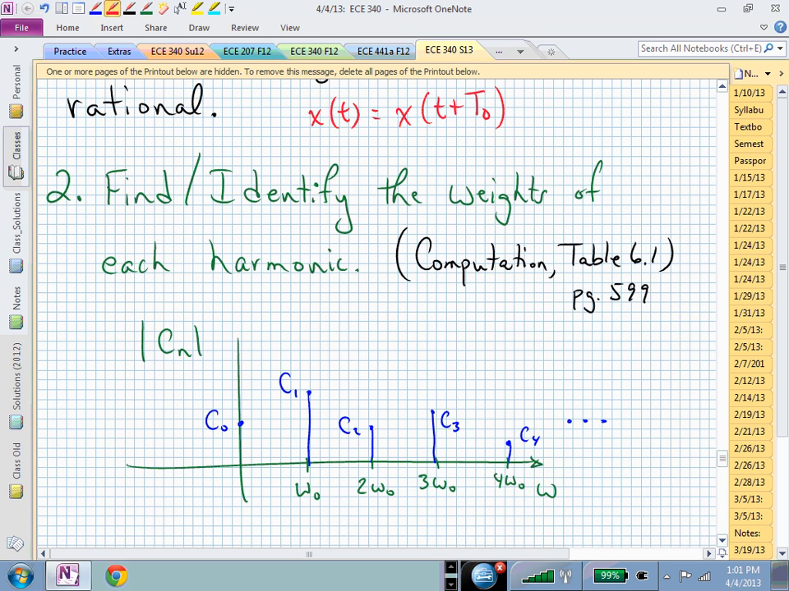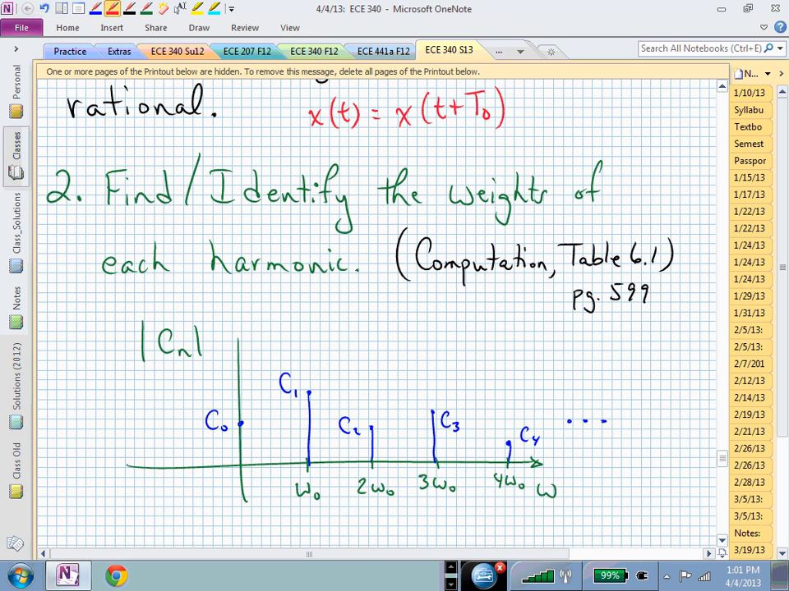Now, suppose your fundamental is 10 hertz. Well, no, 10 radians per second. Let's keep it in radians per second. Let's say your fundamental omega naught is 10 radians per second. And I say, pass this waveform. Let's just say that we don't have any more c's beyond c sub 4, that all the other harmonics are 0.